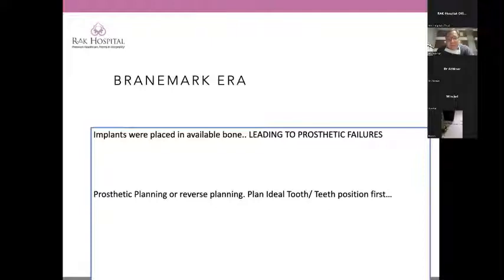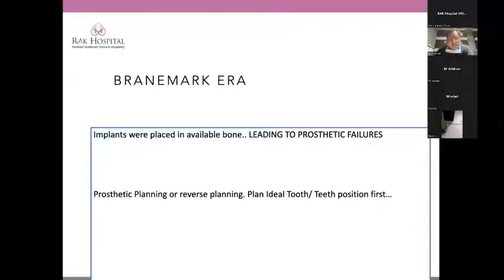So we plan the ideal tooth or teeth or the prosthesis first, and then we look for the ideal bone position and place implants. What a CT scan guide basically does is give us a lot of information about the quality of bone and the quantity of bone which is available for the ideal tooth position. And there is no surprise element when we are doing surgery. So we know everything before we plan the surgery.